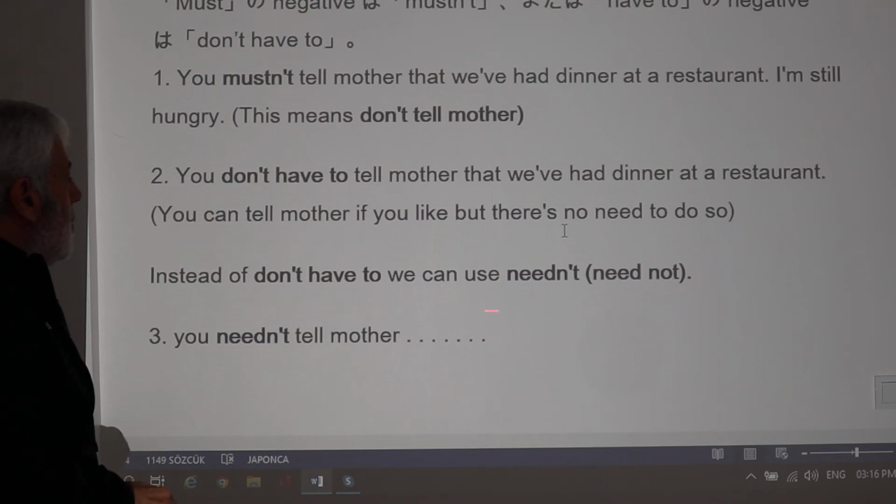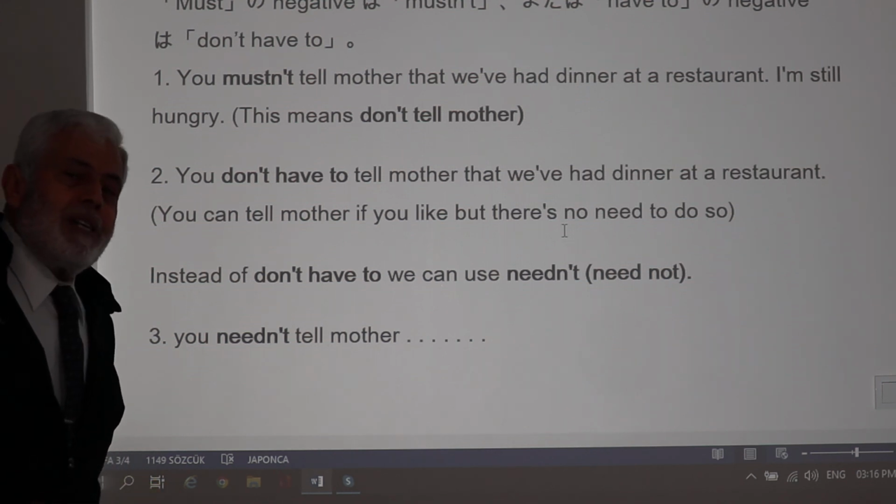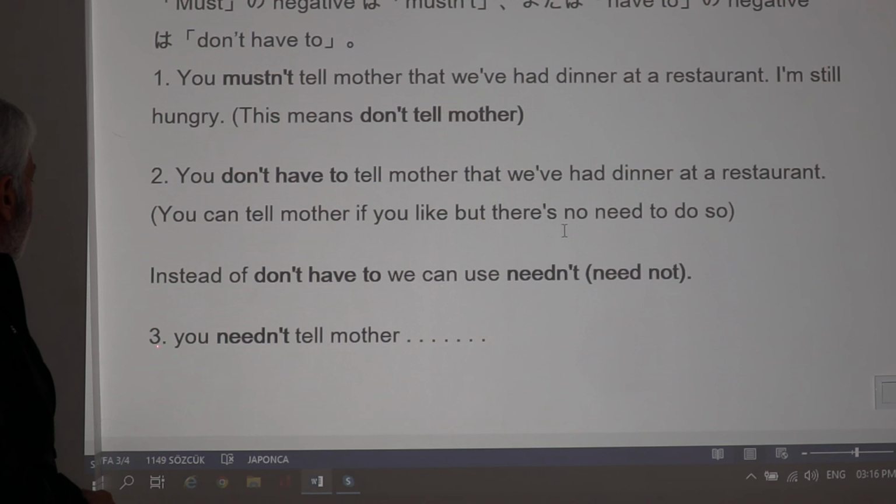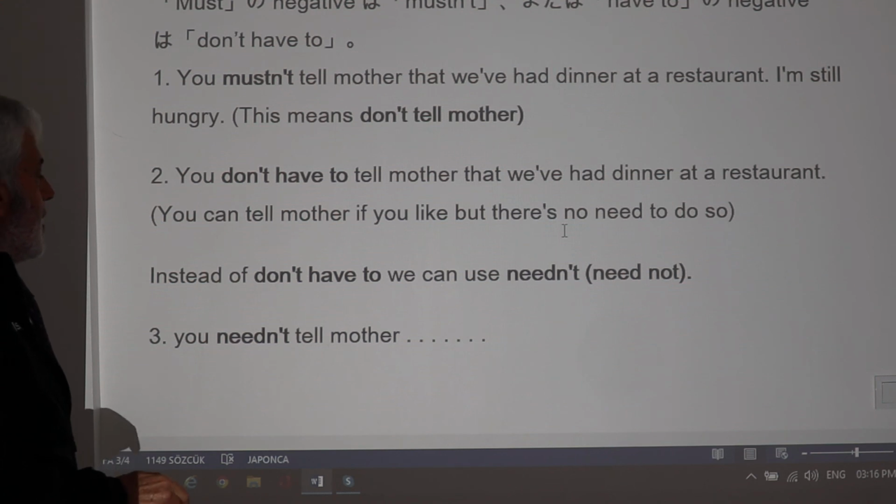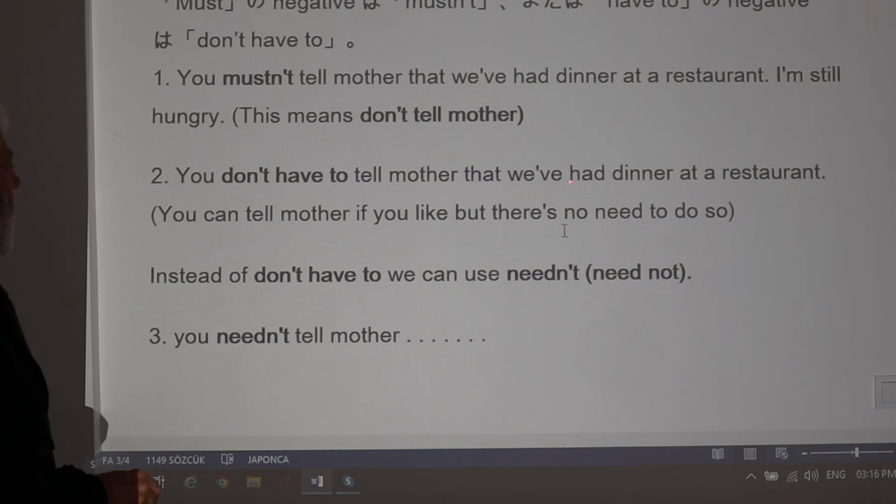Don't have to の代わりは need not を使います。例えば3番 You needn't tell me that we have had dinner at a restaurant. So you needn't tell me that we have had dinner at a restaurant. You don't have to tell me that.